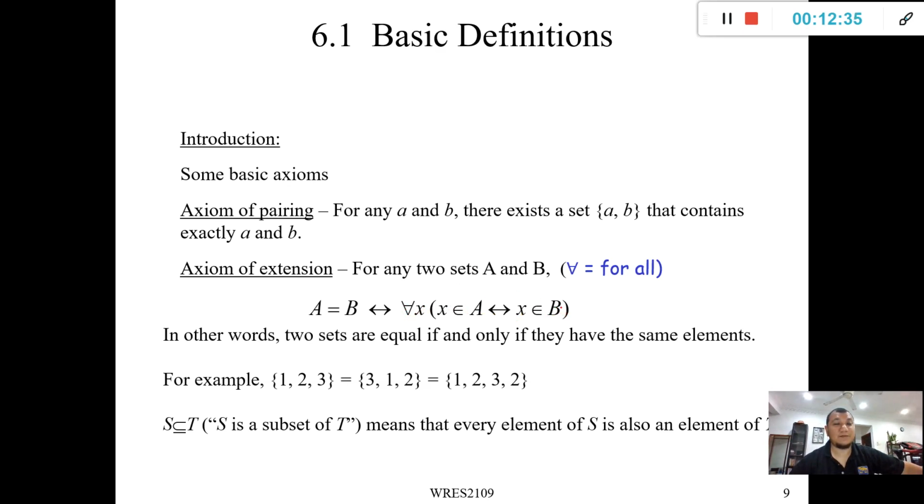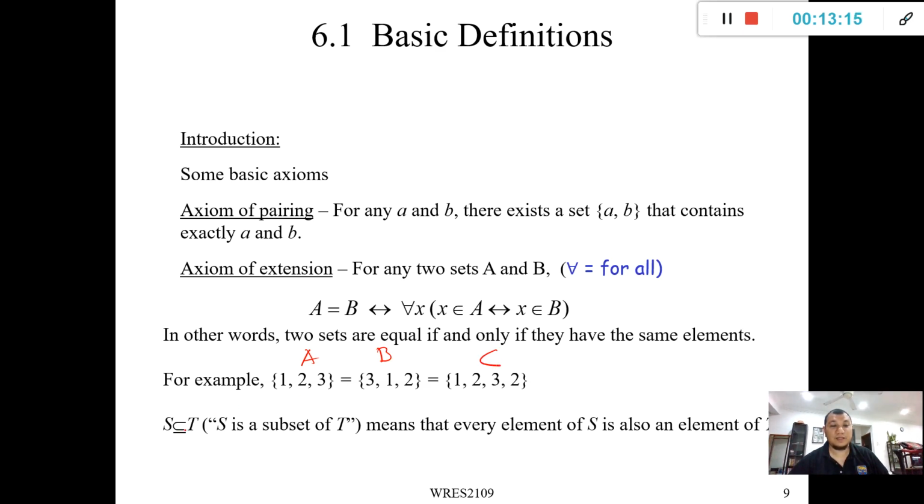So two sets A and B. This A = B is not just like some equal sign. It means all elements X where X is an element of A are also elements of B, for all X. In other words, two sets are equal if and only if they have the same elements. For example, {1, 2, 3}, {3, 1, 2}, and {1, 2, 3, 2}. You can say this is set A, this is set B, and this is set C.